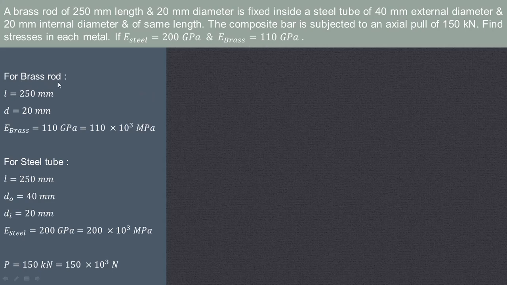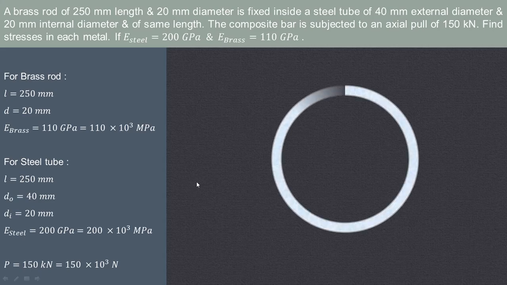So brass rod, it is the solid rod, length is 250 mm, diameter is 20 mm, E brass is 110 GPa. Convert GPa into MPa by multiplying by 10 raised to 3. For steel tube, again the length is same, so it is 250 mm.